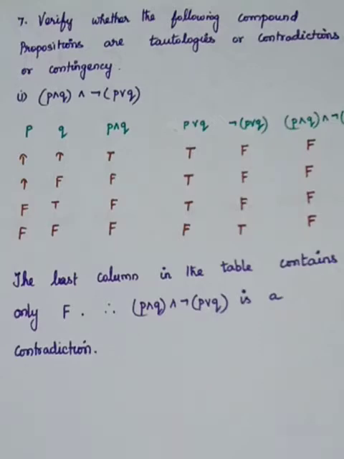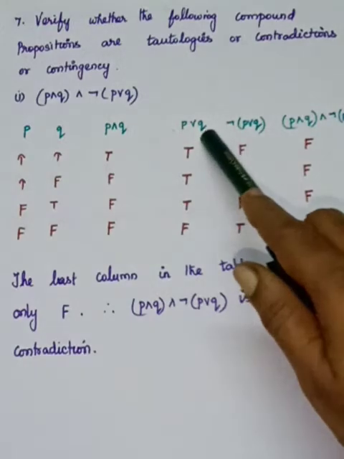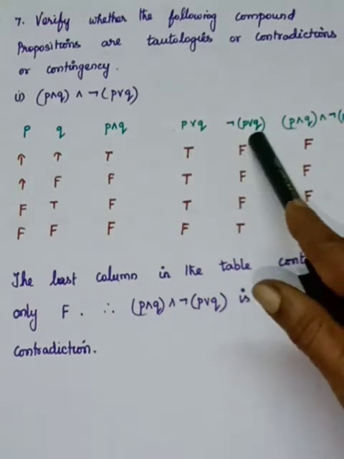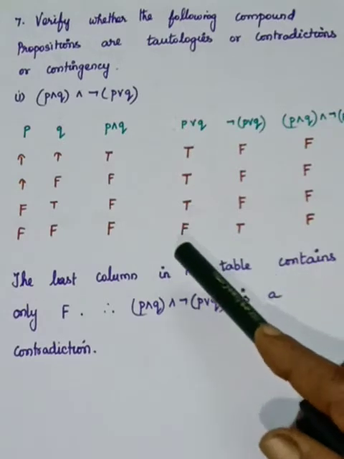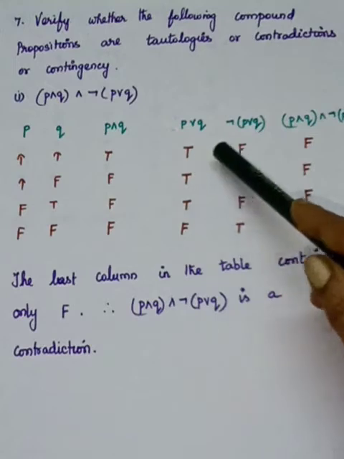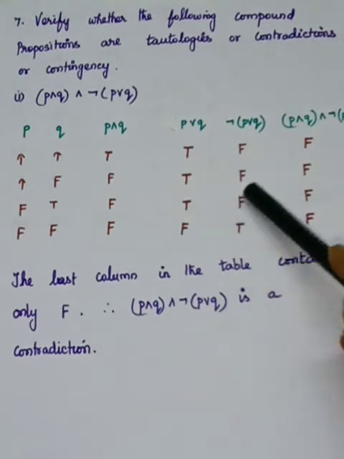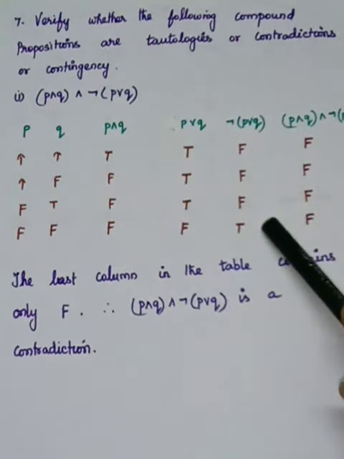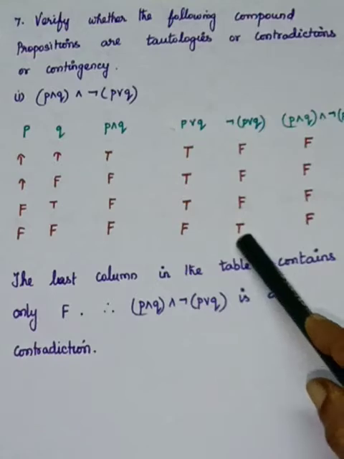So next, what is needed? Negation of P or Q. P or Q is here, whose negation has to be found. Negation means if the result is true, its negation is false. If the result is false, its negation is true. So we have to write the opposite. Where true is there, you have to write false. So the three results are false. Next one, here it is false, so the negation of P or Q is true.